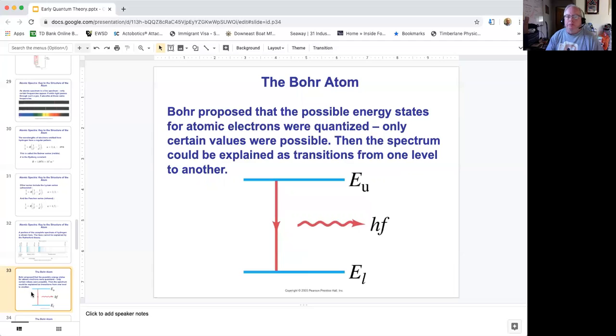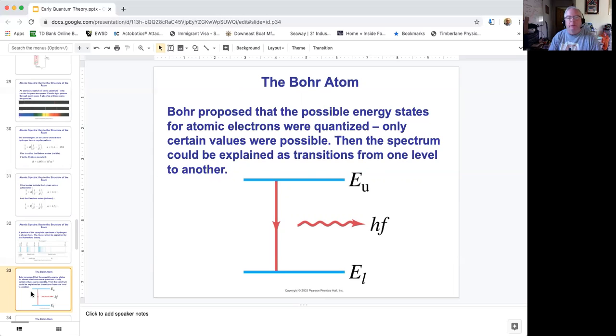So Niels Bohr took the Planck quantum hypothesis one step further and said, well, if the energy from a photon comes in packets, and we imagine this sort of planetary model with an electron in orbit around a positively charged nucleus, then maybe these orbits aren't continuous. Maybe it's not every orbit possible, like the way it is with gravity. If light is quantized, then maybe these orbits also have to be quantized.